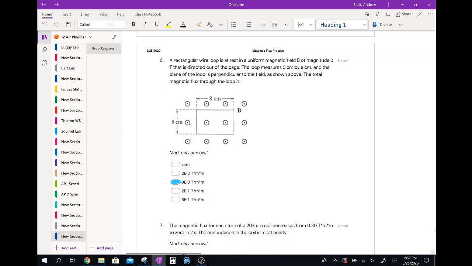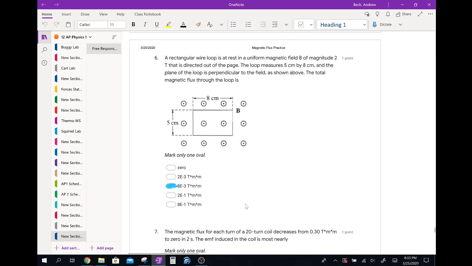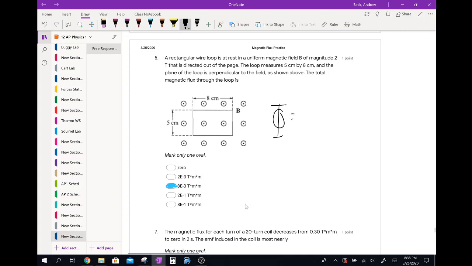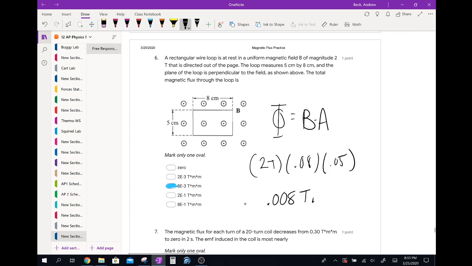Okay, so for the last two, with this one, we're saying a rectangular wire loop is at rest in a uniform magnetic field B of magnitude 2 teslas that is directed out of the page. The loop measures 5 centimeters by 8 centimeters, and the plane of the loop is perpendicular to the field as shown above. What is the total magnetic flux through the loop? Flux is just our magnetic field times our area. So we have a magnetic field of 2 teslas and an area of 0.08 times 0.05, and 2 times 0.08 times 0.05 is equal to 0.008 Tesla meters squared.